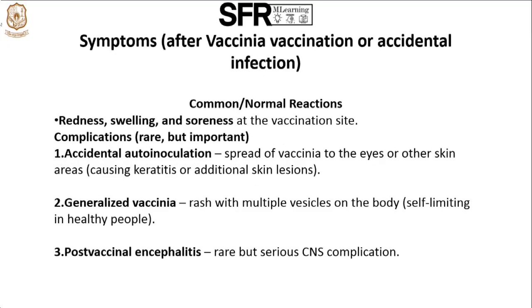Symptoms after the vaccination: common reactions that may appear are redness, swelling and soreness at the vaccination site. Some complications, rare but important, are accidental auto-inoculation, generalized vaccinia and post-vaccination encephalitis. Accidental auto-inoculation is the spread of vaccinia to the eyes or other skin areas. Generalized vaccinia is rashes with multiple vesicles on the body, and post-vaccinal encephalitis is a rare but serious central nervous system complication.